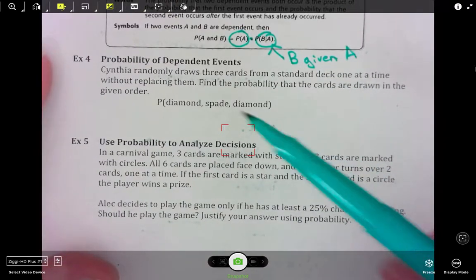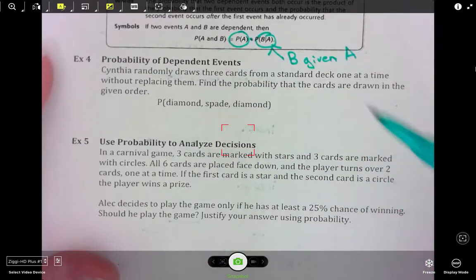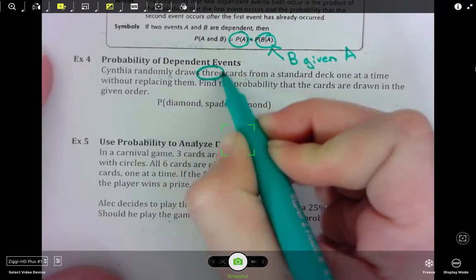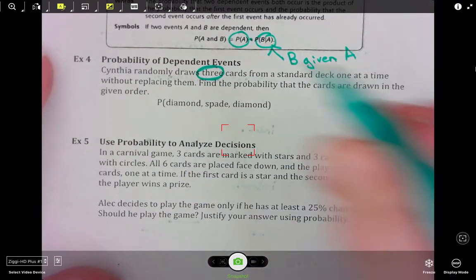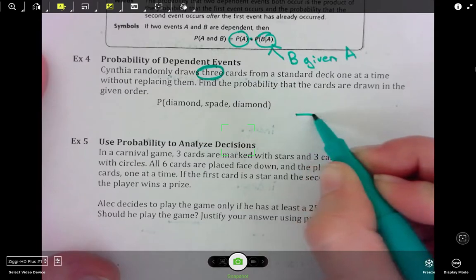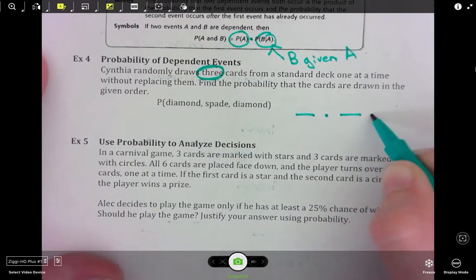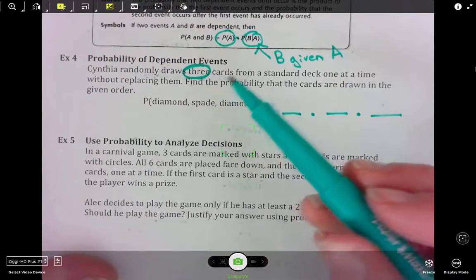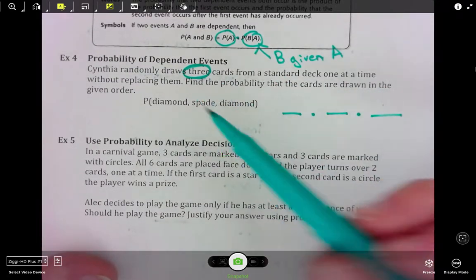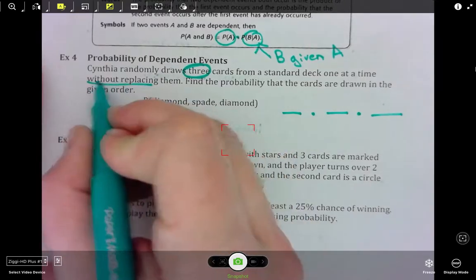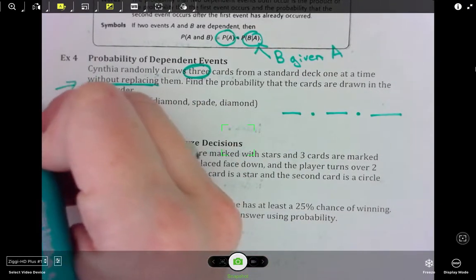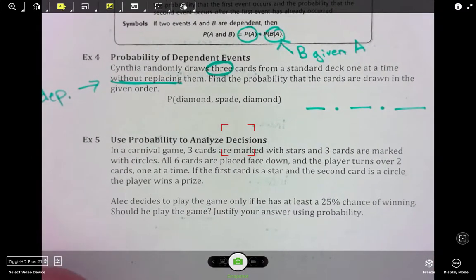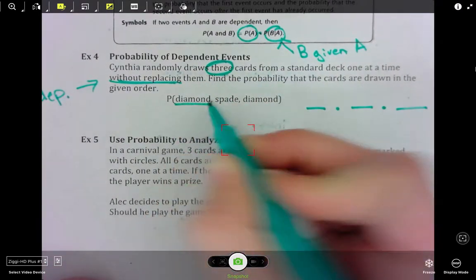So example 4, Cynthia randomly draws 3 cards from a standard deck one at a time. Now she's drawing 3 cards, not just 2. So this time we'll probably have 3 fractions to multiply together, not just 2, 3 of them. She's drawing 3 cards from a standard deck one at a time without replacing. This tells you dependent. Find the probability that the cards are drawn in the given order. A diamond, all right?